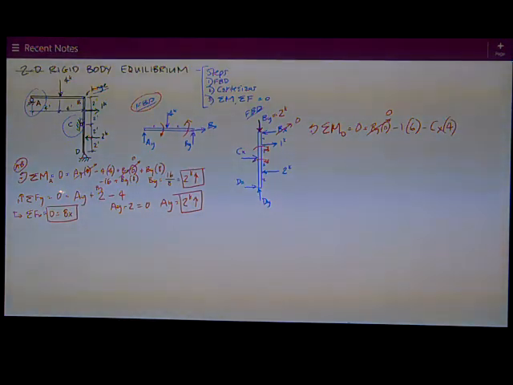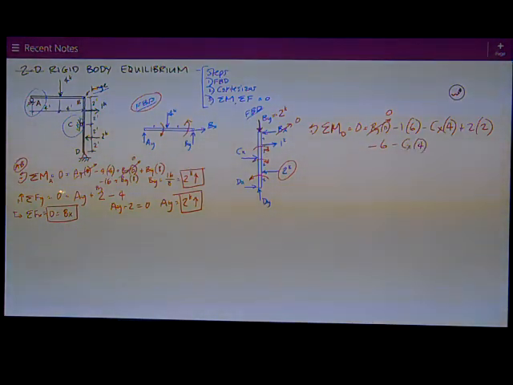And then I've got this 2 kip load down here. It's trying to rotate counterclockwise, so it's going to be a positive moment by my sign assumption. 2 times 2. Do the math, and I've got negative 6 minus CX times 4 plus 4. So I've got negative 2 minus CX times 4. Rearranging, that's all equal to 0.